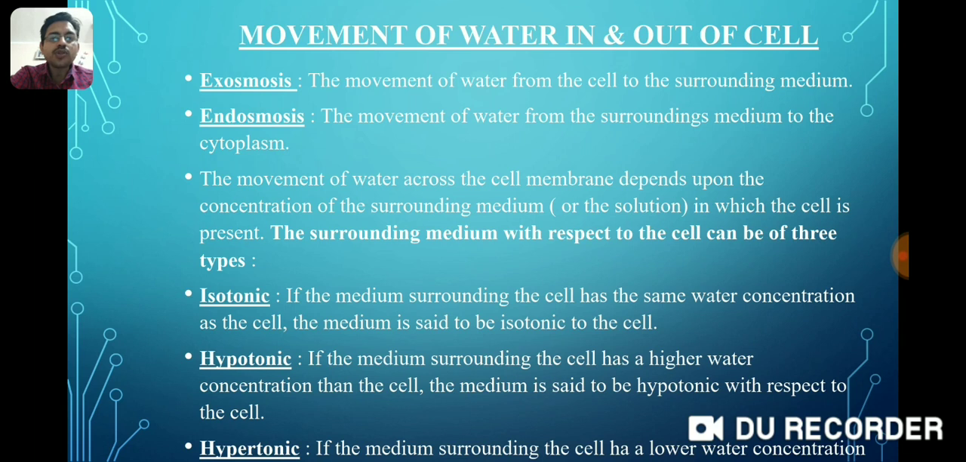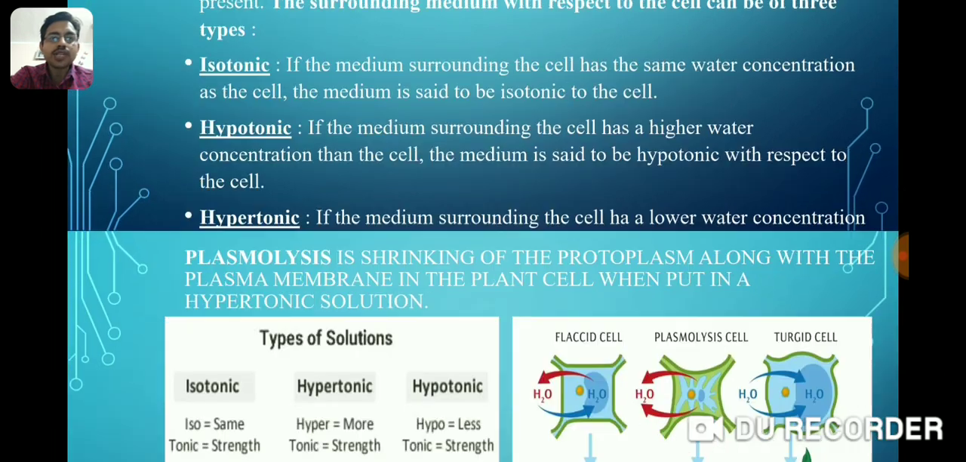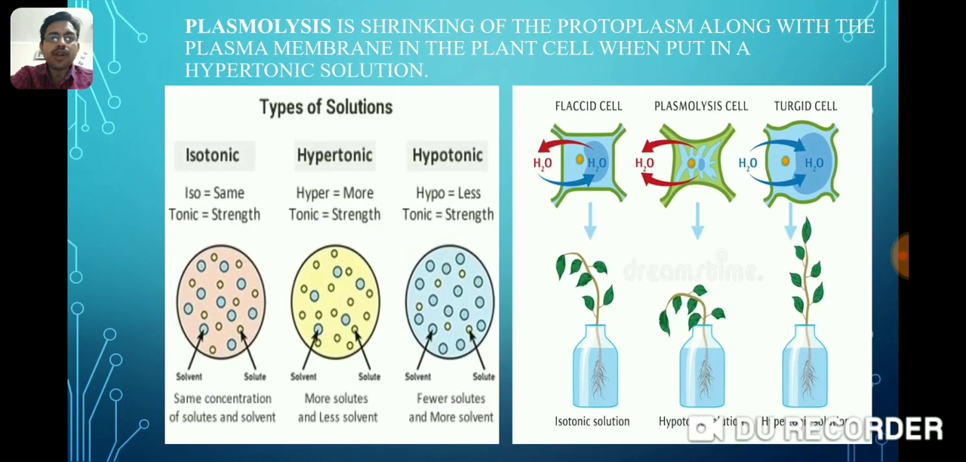The third type of solution is hypertonic. Hyper means more, tonic means concentration. This is highly concentrated solution which has less quantity of water in it. So if the medium surrounding the cell has lower water concentration than the cell, then what would happen? The water will move out of the cell. As the water will start moving out of the cell, the contents of the cell will shrink, and this process is called plasmolysis.